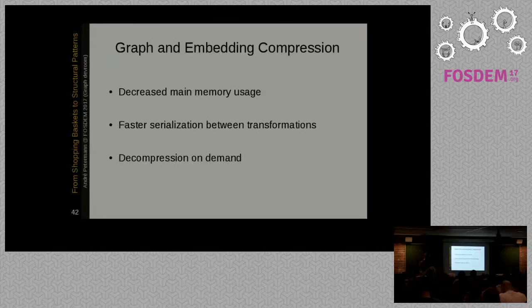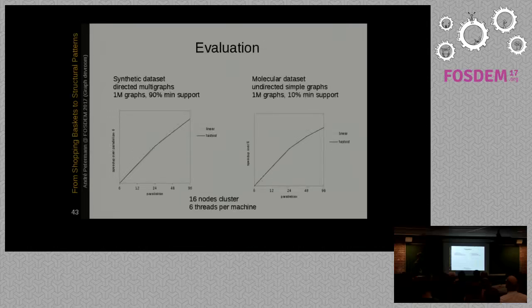Then additionally, we experimented with graph and embedding compression, mainly to decrease memory usage and to allow faster serialization between transformations. And this is also something we have learned really matters in Apache Flink. And the decompression we execute only on demand. For example, embeddings of infrequent patterns will never be decompressed and so on. So there are a lot of detailed optimizations. Yeah, then we did some evaluations.